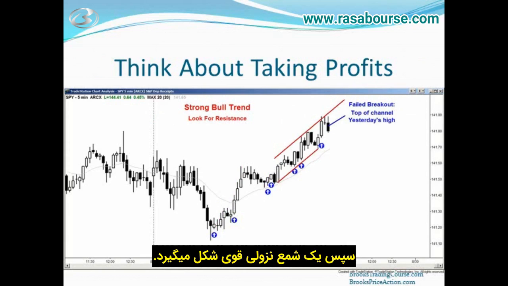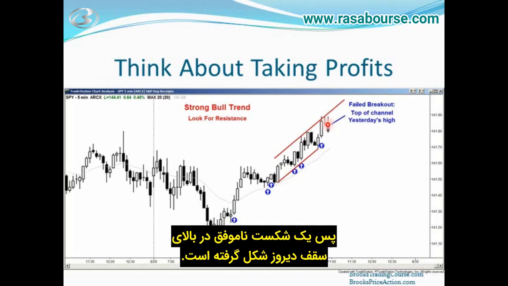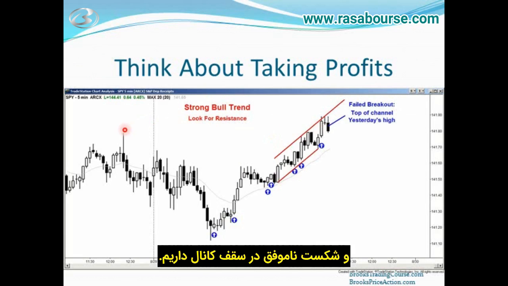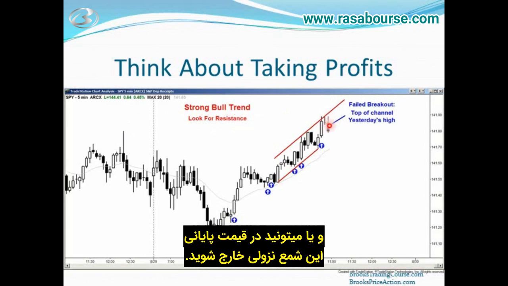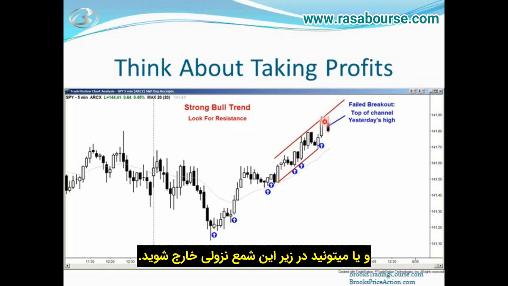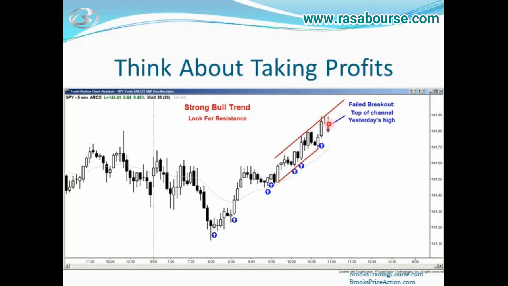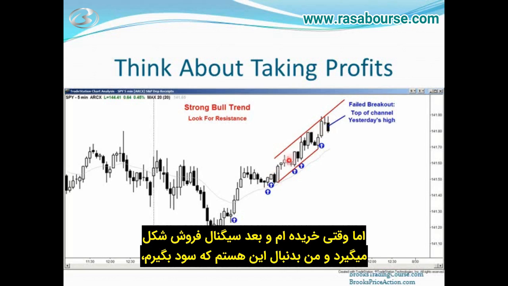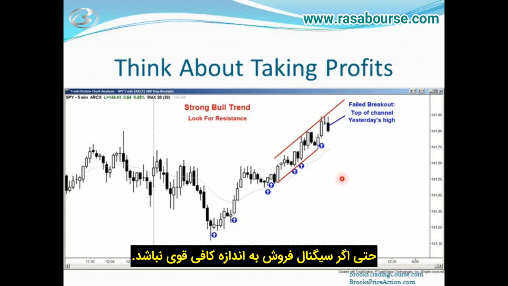A strong bear breakout bar. So we have a failed breakout above yesterday's high, a failed breakout above the top of the channel, and a low 4 short. I think you could get out below that bar, or you can get out on this bear close, or you could get out below that bear bar. It's not good enough for me to take a short. The channel up is too tight. But when I see a sell signal and I'm long and I'm looking to take profits, I'll get out even if the sell signal is not strong enough for me to go short.